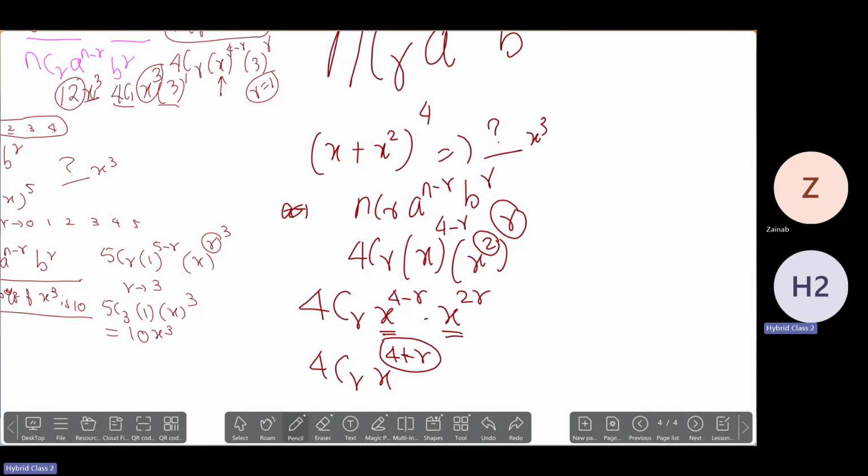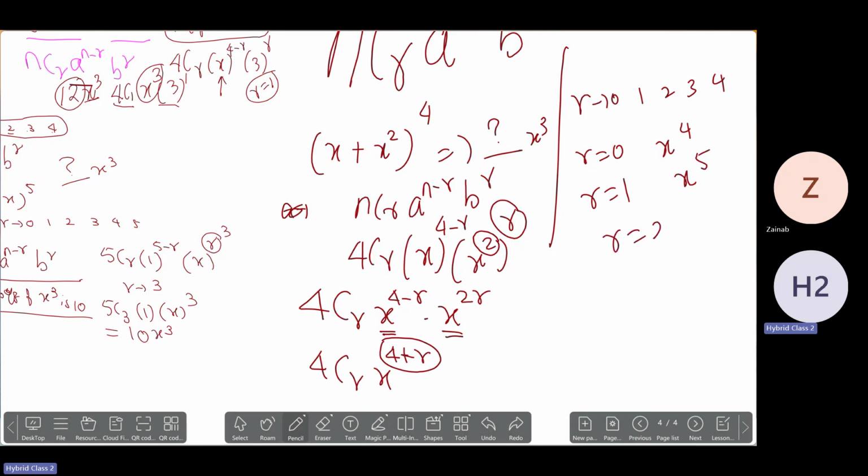So what are the other terms that come in? What values will r take? r will take 0, 1, 2, 3, 4, right? So for 4 plus r, if I put r equal to 0, x power 4 will come. If I put r equal to 1, x power 5 will come. r equal to 2, x power 6. r equal to 3, x power 7. And r equal to 4 means x power 8 will come.